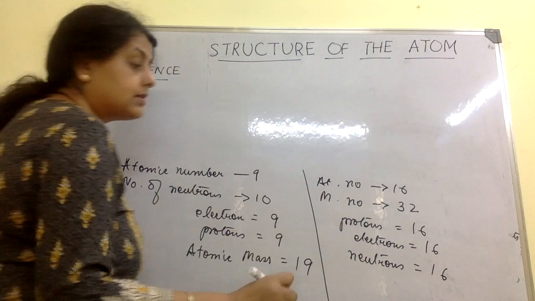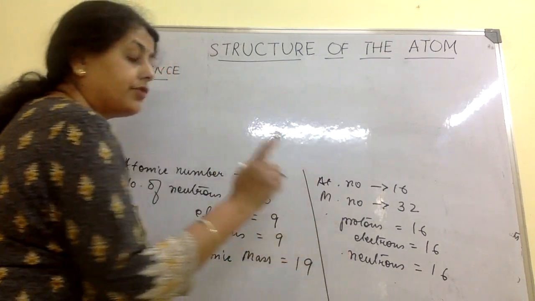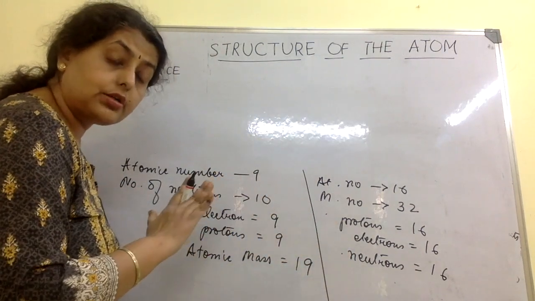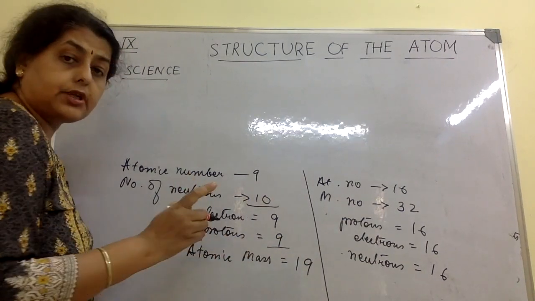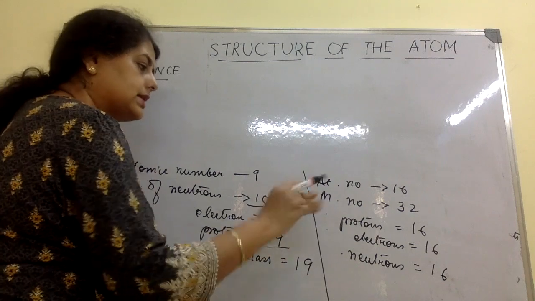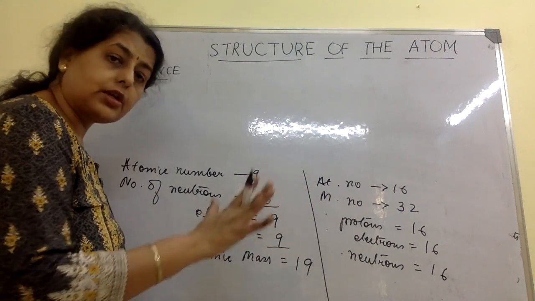Now it is not necessary that the number of protons and the number of neutrons will always be equal, not at all necessary. Look here, protons and neutrons, they are differing, so it is not necessary. Here in this case they are equal; they can be equal, they cannot be equal.